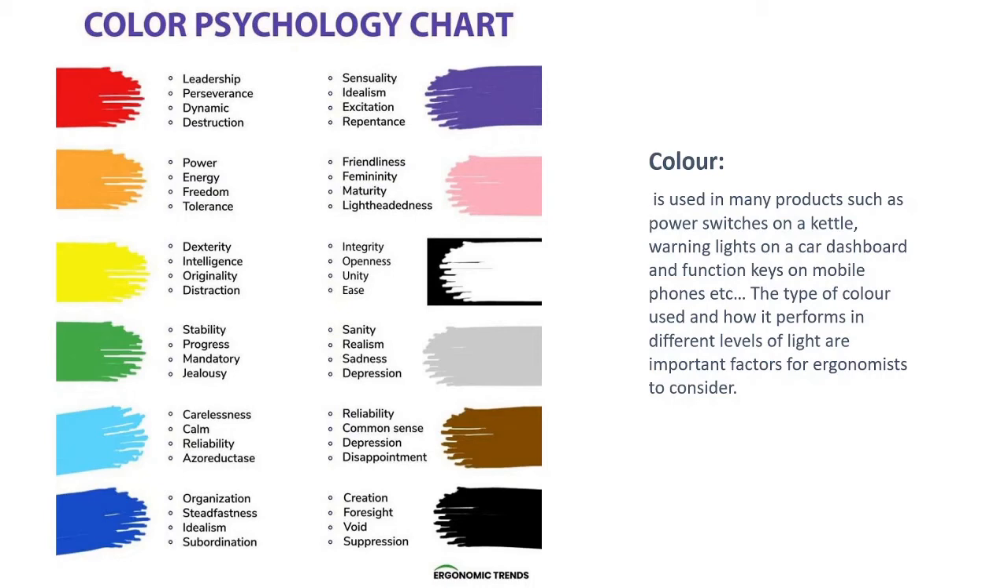Colors are used quite a lot, possibly without you even realizing. So if you have warning lights in your car, they come out as orange because it's for warning. Same with things like kettles that will light up when you press a button, so you know that it has lit up. It gives you that reaction.